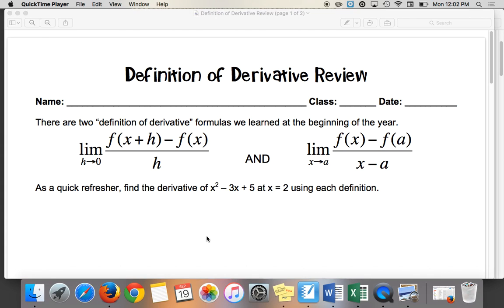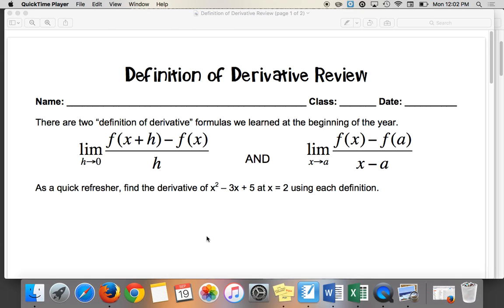All right, so this is a definition of derivative review. We're going to use the two definitions for derivatives: the one that we use most often, the limit as h goes to 0 definition, and then also the alternate definition for the derivative. What the AP test does is they don't ask you, like I did in class, to find the derivative of this function by using the long way, like using the definition of derivative. They do not do that, okay? I know you guys all thought you would have to do that on the AP test.